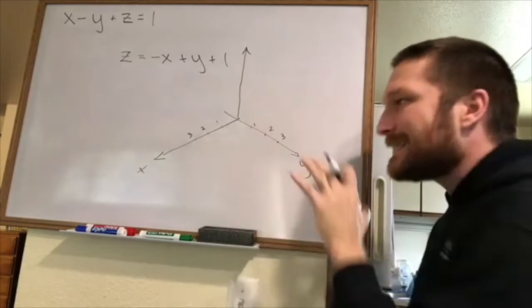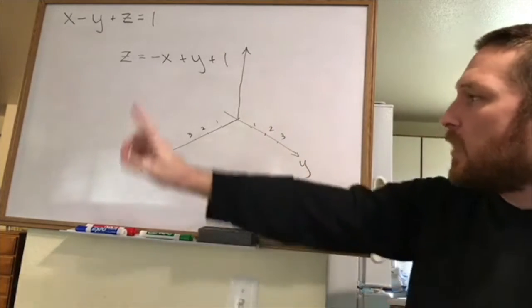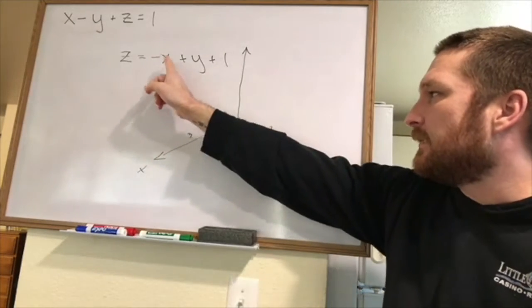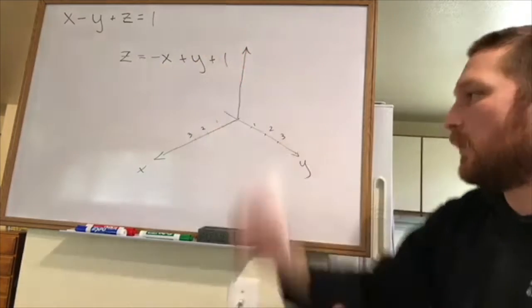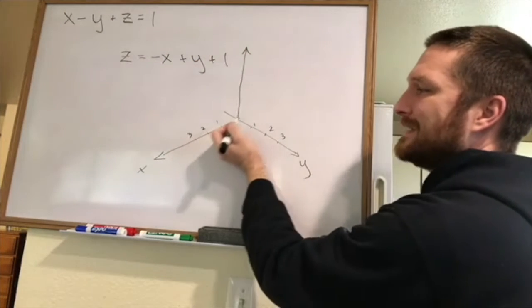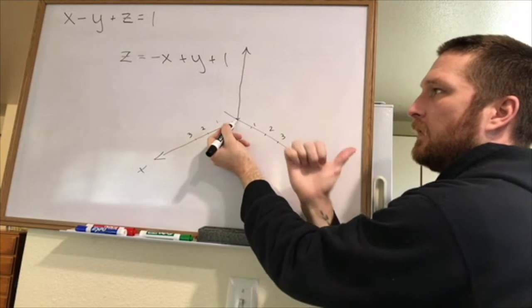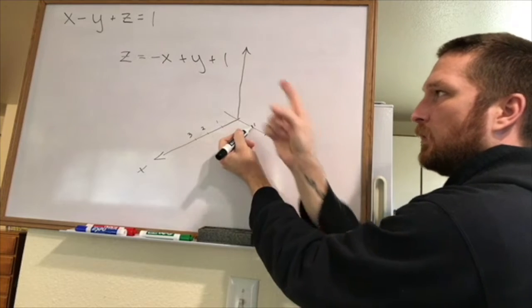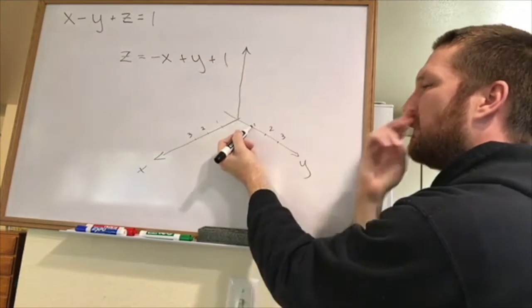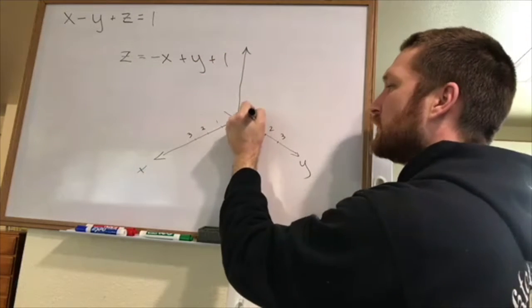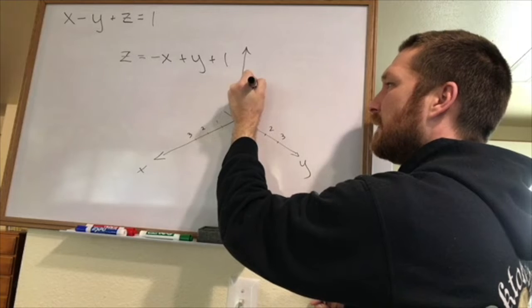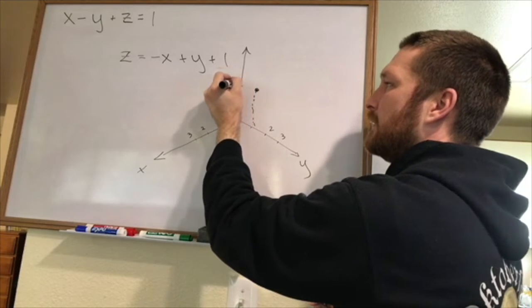So, but it's the same principle that is in play. We say, okay, how about when x is 0 and y is 1, what do we get? When x is 0, we're right here. And when y is 1, then we get 0 plus 1 plus 1. We're up at 2. So we go straight up 2 units right there, and we put a dot right there.